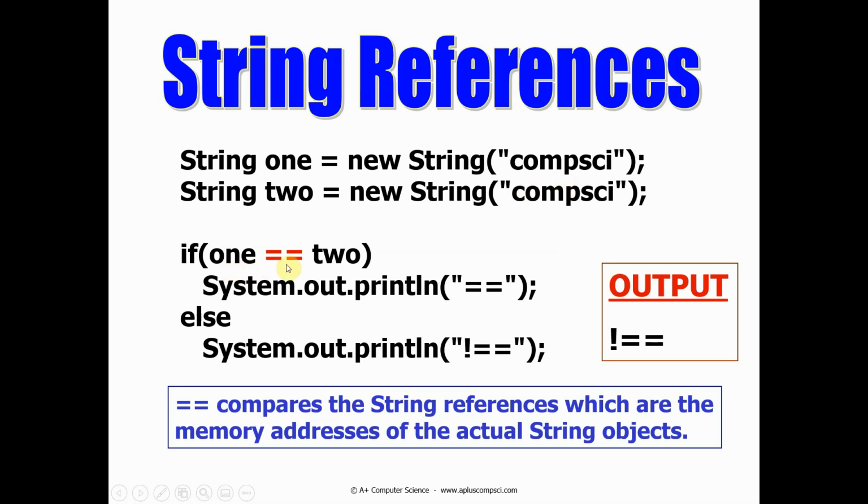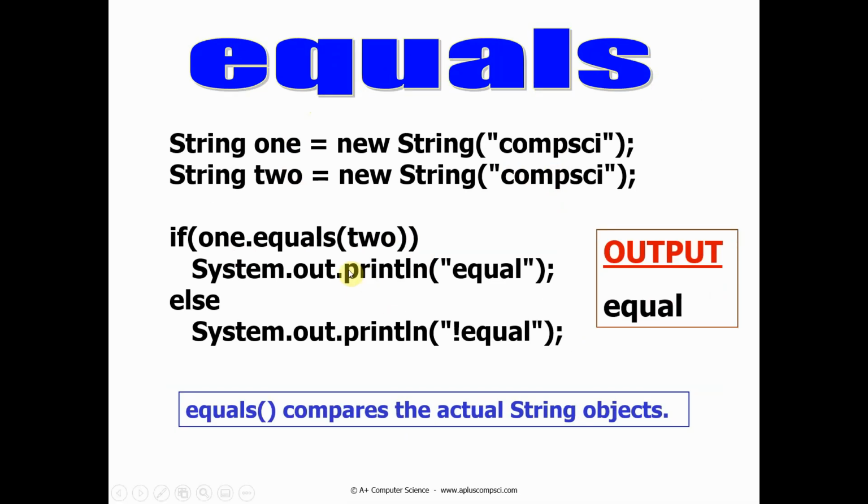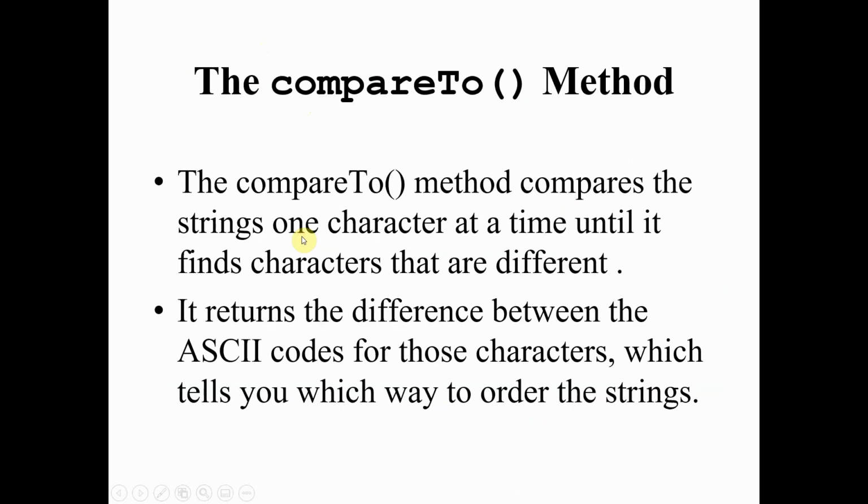If I did s1 equals equals s2, it's going to compare what the variables store, and the variables are storing different memory locations, different references. And so you're going to get not equal, which is not good. It's not the way to compare objects. You should use the equals method, and it's going to return true if they store the same text. Then the compareTo method is used to compare two strings, see which one's bigger, which one's smaller. It does so by returning a number, either positive or negative or 0.